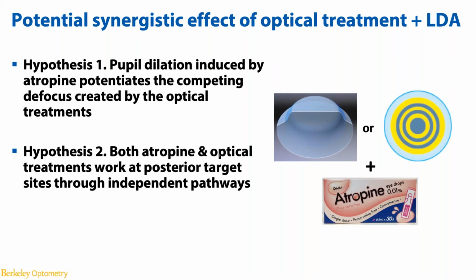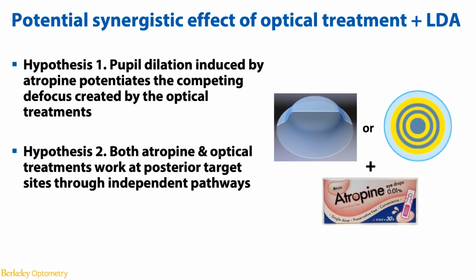The first hypothesis is that low-dose atropine still enlarges pupils slightly, and a slightly enlarged pupil potentiates the competing defocus created by the optical treatments. If this hypothesis is true, we don't actually need to use atropine; anything that can slightly dilate the pupil will tend to have a synergistic effect with an optical treatment.